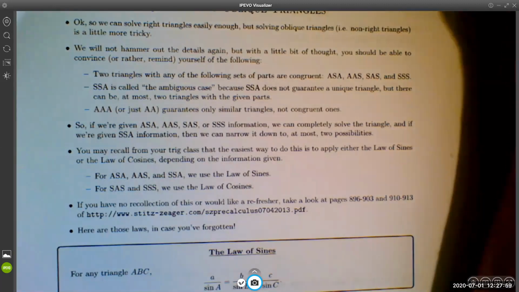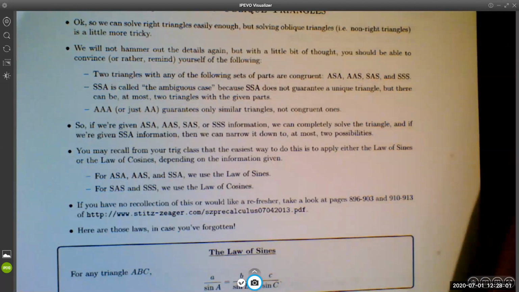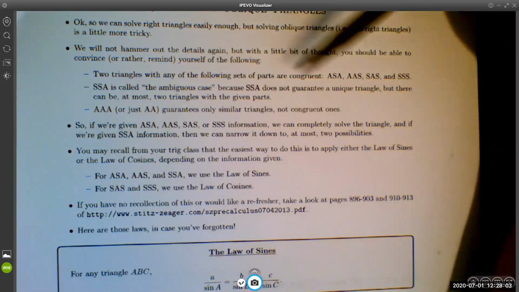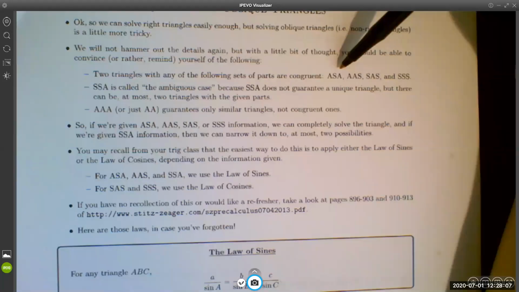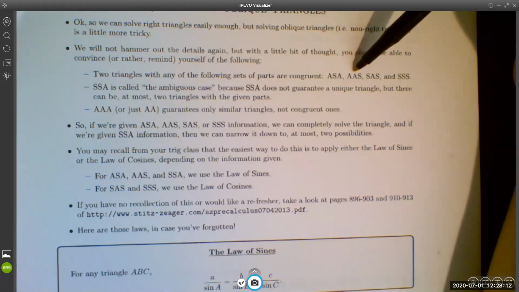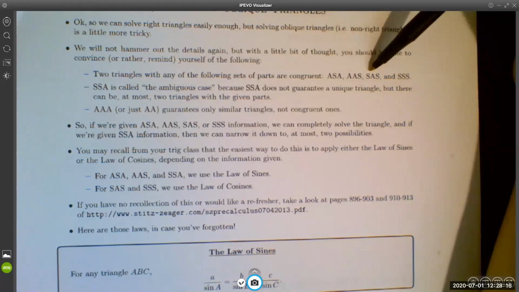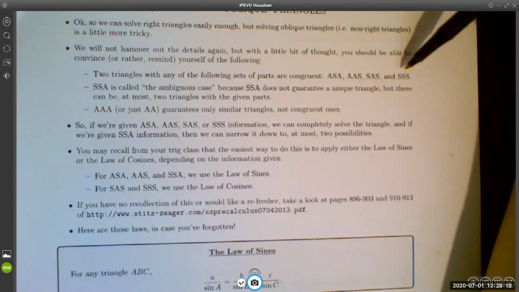So what kinds of information could you be given? Well, you could be given 2 angles and then a side that's in between them, or you could be given 2 angles and then a side not in between them. You could be given 2 sides and an angle that's between them. You could be given 3 sides.